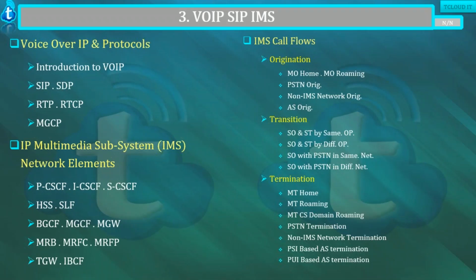So we'll introduce all the IP Multimedia Subsystem network elements, just like LTE network elements, just like how we have introduced the network elements that are present in GSM. We'll start introducing IMS network elements, and we'll understand all the IMS call flows from end to end that are required to learn the things. So this is the VoIP, SIP, and IMS theory part. Again, on this we need to do the practicals.